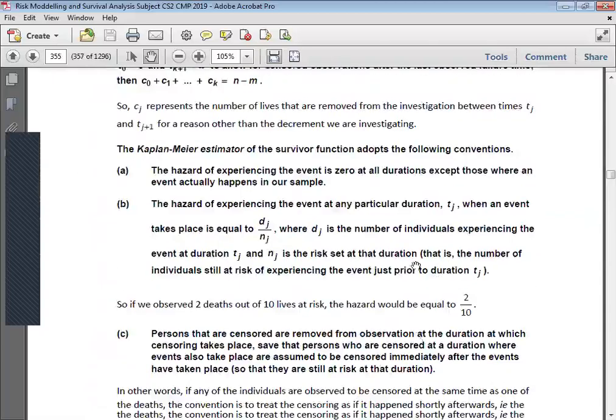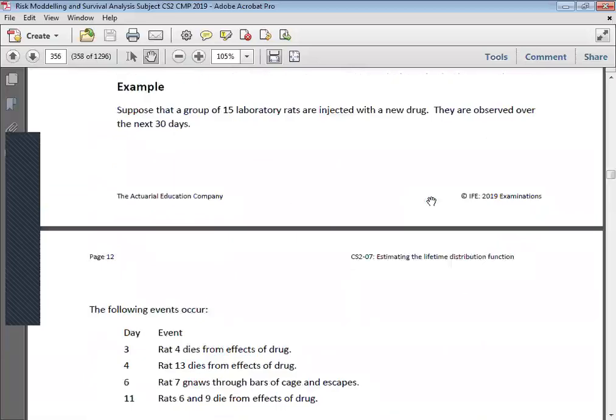So we're going to skip the theory, and we'll directly look at the examples.